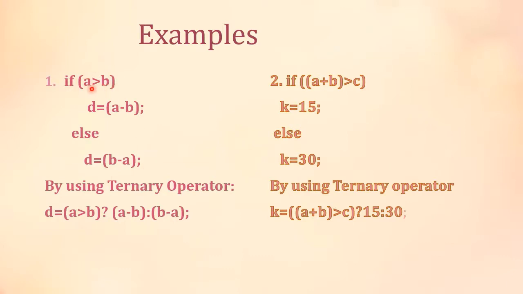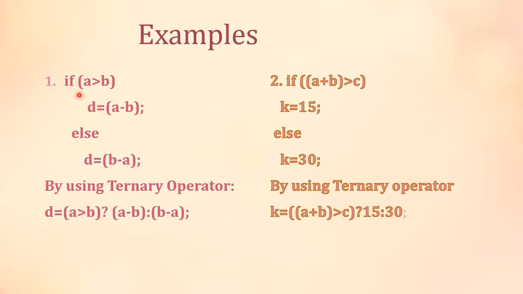If this condition is true, then it is understood that A is bigger than B. Then we can find out the difference, right? How much difference is there between A and B? So difference is equal to A minus B. If this condition is false, it is understood that B is bigger. So in the else part, what are we writing? D is equal to B minus A.